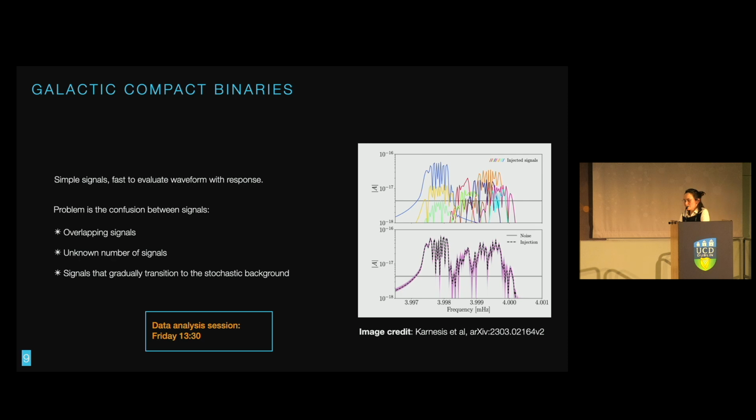But in reality, we are going to have many of them. Therefore, we will have a problem: a lot of overlapping signals that will have correlated parameters. And in addition to that, we wouldn't even know how many signals we are going to have in each band. This is a big problem that is being addressed in the global fit.